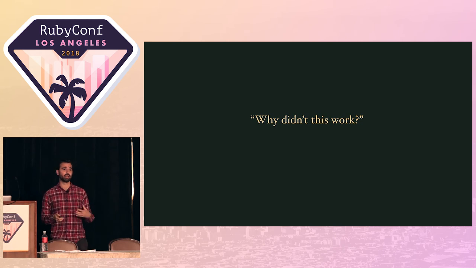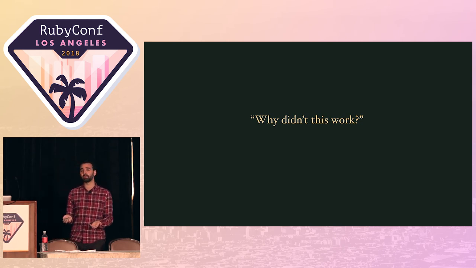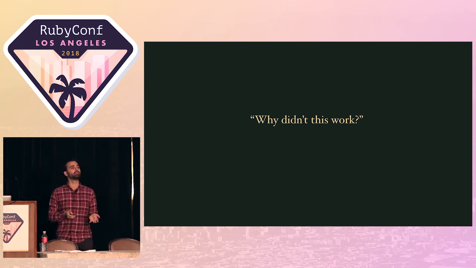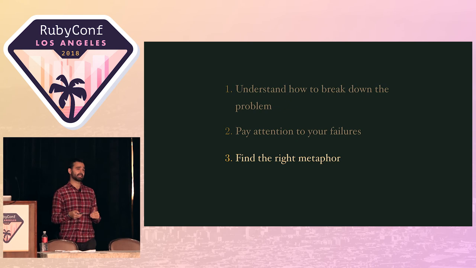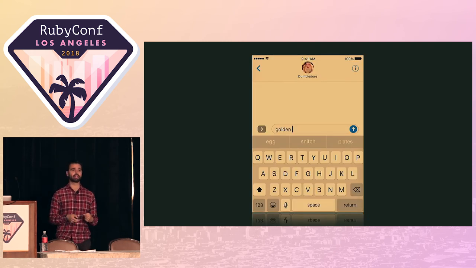And ask someone who knows about the problem domain, why didn't this work? What specifically about my approach was flawed? And then the last lesson to draw is that finding a good metaphor for a problem is really, really valuable. So when I was wrapping my head around this, I found this metaphor of the predictive keyboard really, really helpful in understanding how to go about this.